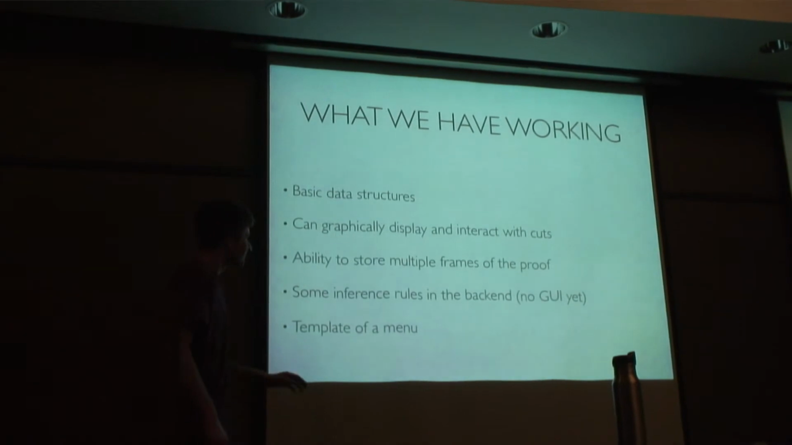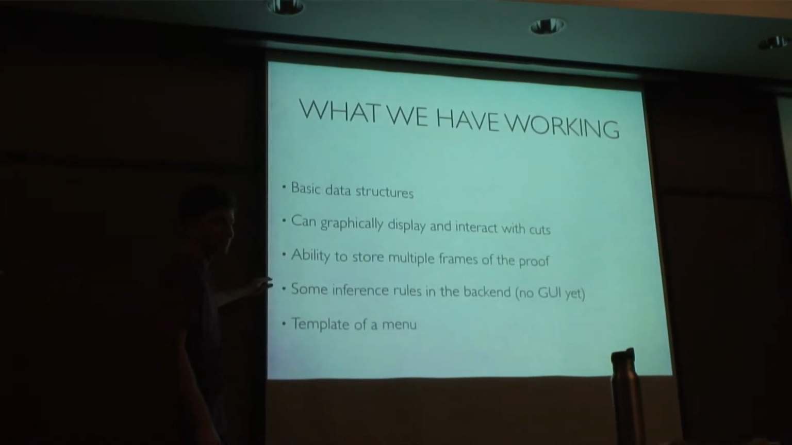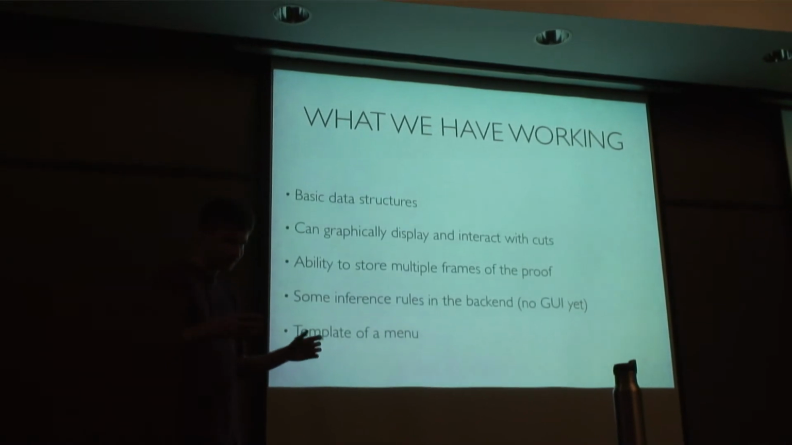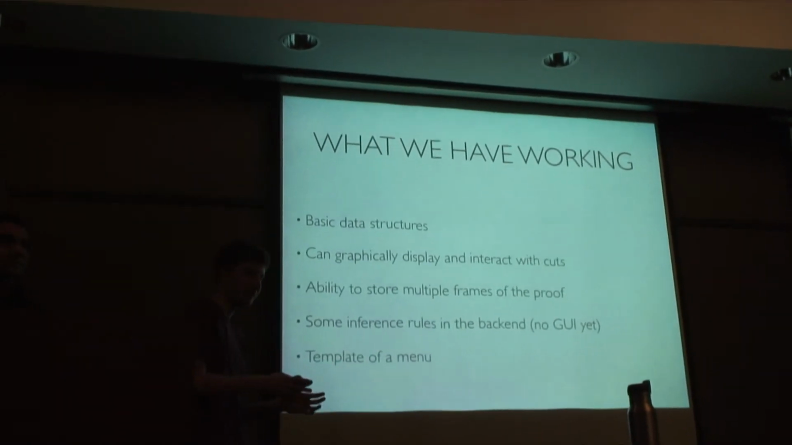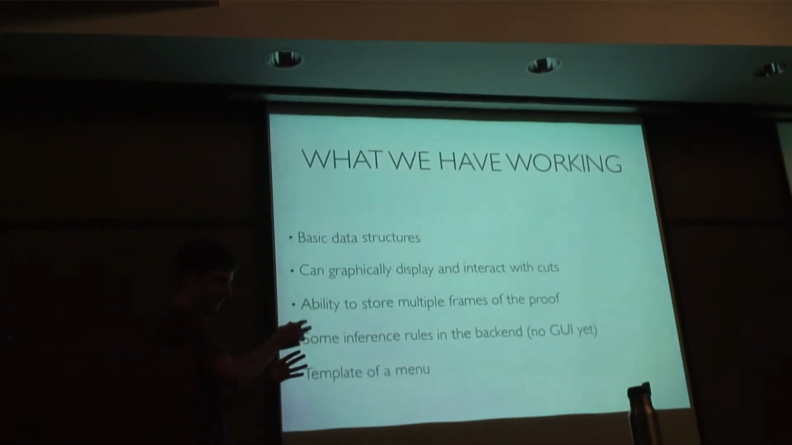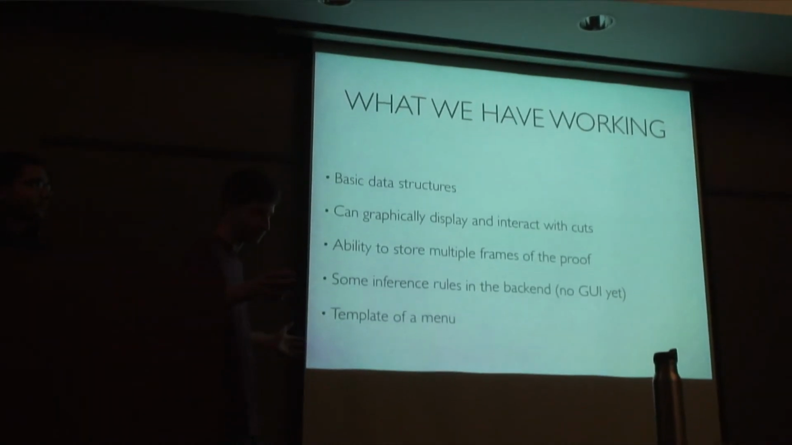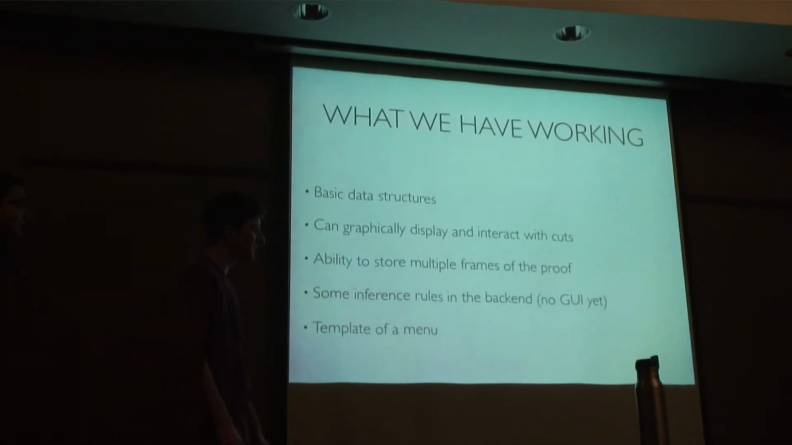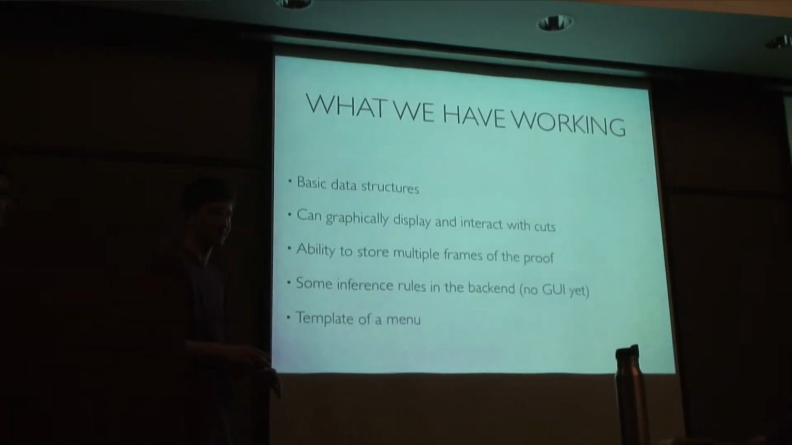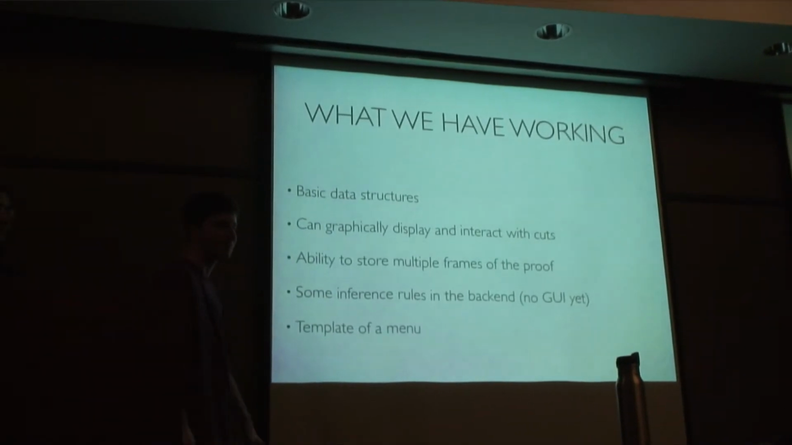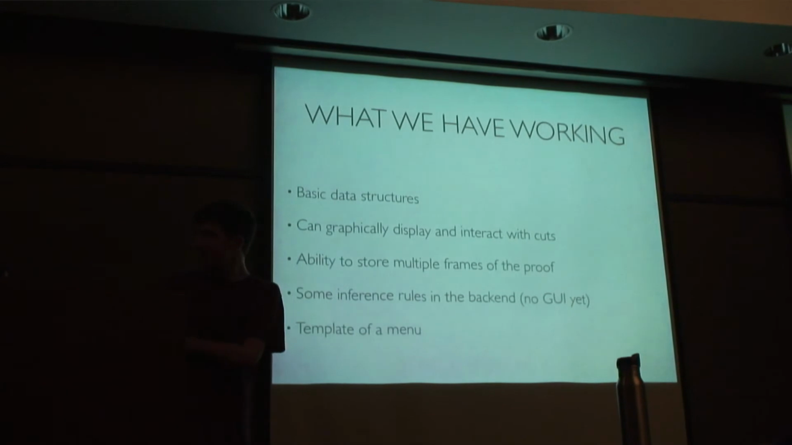We have the ability to store multiple frames of the proof, because when you think about it, every time we do an inference rule, we shift to a new picture or a new frame of the proof. So we can store a bunch of these, which together forms the actual proof. And we've started to get the inference rules in the back end. You can do some double cuts if we need to, and we're getting the template of the menu for the GUI. Do you want to do a demo?